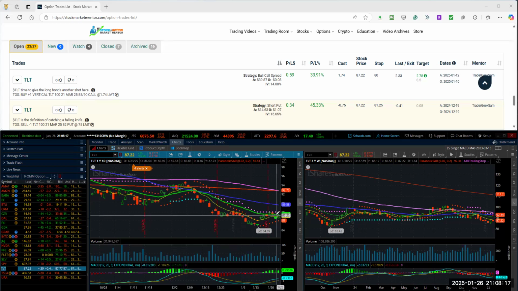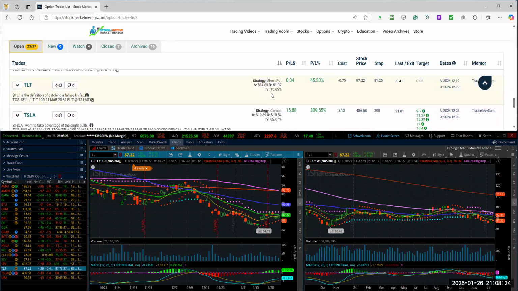If we get over the green line of 21 EMA and eventually 88, then we could be in great shape again. We also sold a put in March, the 82s, which is far below any of the recent lows. And we're up 45% on this. So looking good, looking to exit them for a nickel. Since we sold this for 75 cents, if you have a lot of units, I would probably be closing some of them out. But yeah, the TLT looking pretty good.